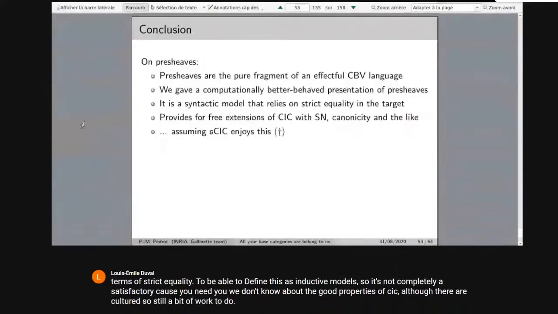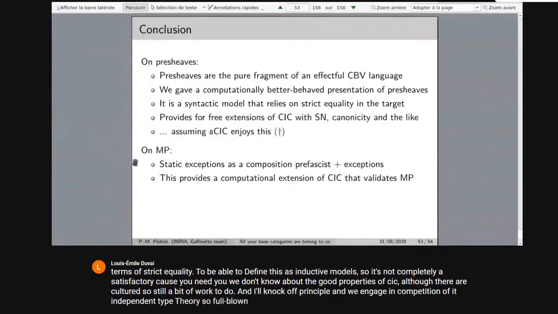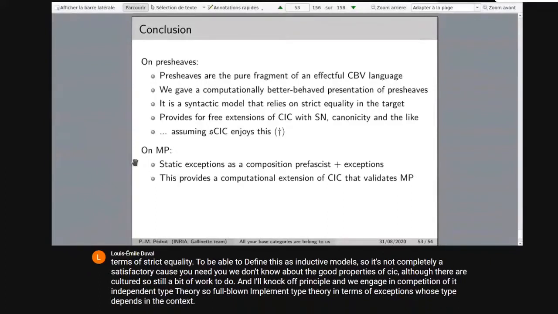And on Markov Principle, we gave a computational interpretation of it in dependent type theory, so full-blown dependent type theory, in terms of exceptions whose type depends on the context, thanks to the Presheaf construction, essentially, and everything computes as expected.